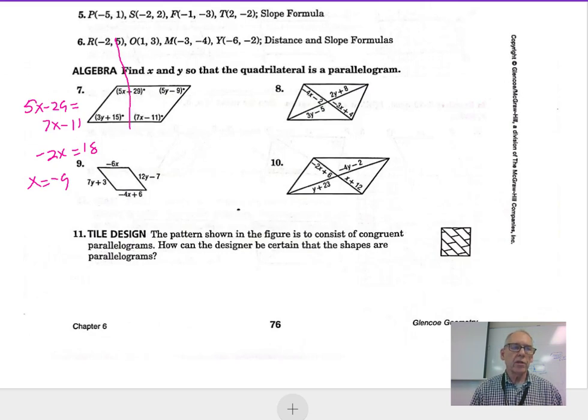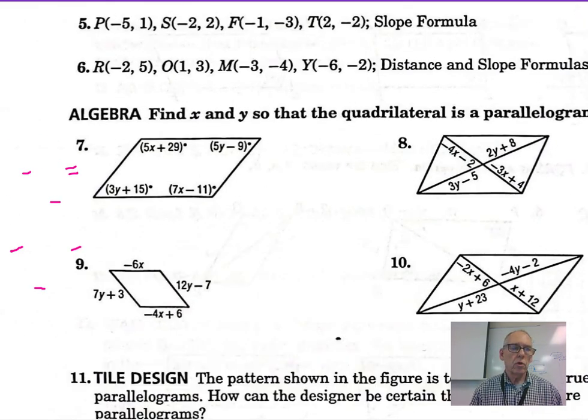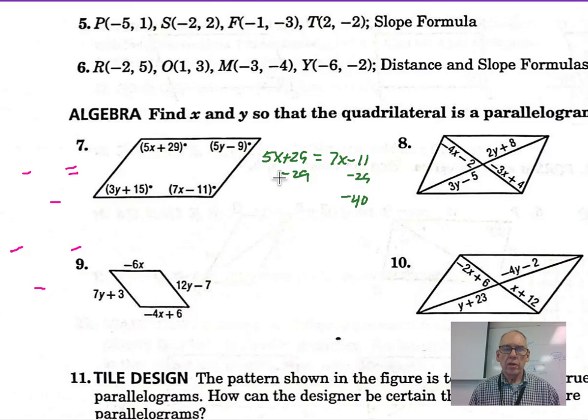There's something wrong with that, so let me go back. It didn't seem right when that negative came out. Sometimes negatives do come up, but it's not going to work with this one. So let me make this larger, have more room. So we got 5x plus 29 equals 7x minus 11. Take away 29 from both sides, minus 2x equals minus 40, x equals 20.